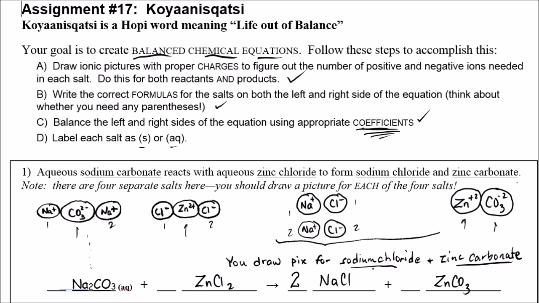There's only one of these salts that is insoluble. Only one of these salts will be marked as a solid. You should find that out by looking at your solubility chart. So pause this video, find it out, come back and see the answer.